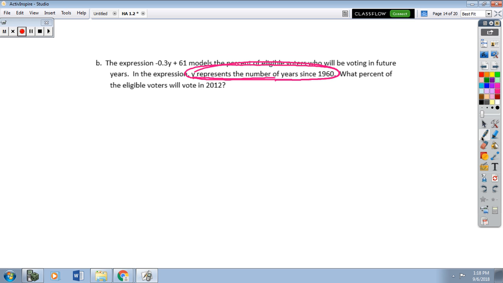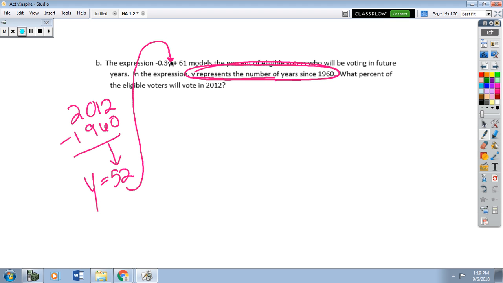Should we be plugging in 2012? William? 52. How'd you get that? 2012 minus 1960. Good. It says the years since 1960. So you're saying how many years since 1960 is the year 2012. So we'll subtract those to get that Y is 52. Now we evaluate plugging 52 in for Y. So we have -0.3 times 52 plus 61.